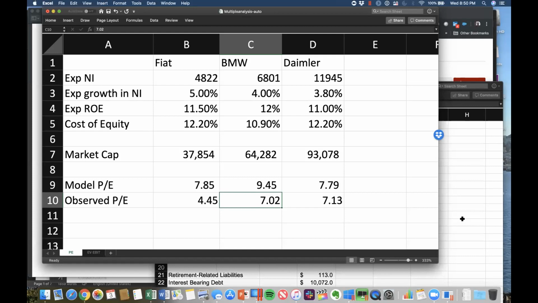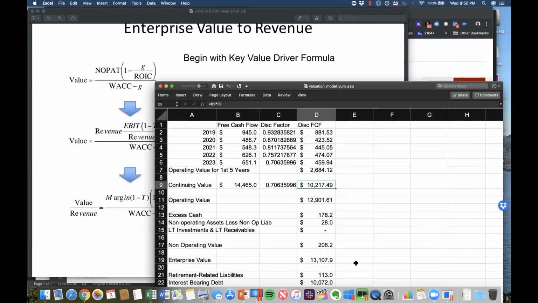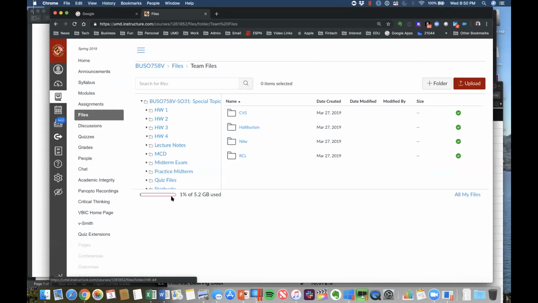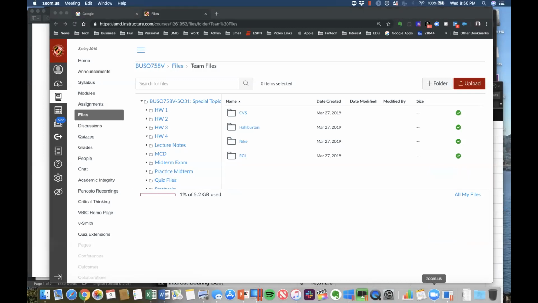So let's go ahead and cover that. So for your four companies, close out of this. Files. CVS, Halliburton, Nike, Royal Caribbean. First question, was everybody able to put their data into these files without trouble in terms of doing your evaluations? Did everybody try to do that yet? Yes. Yeah. Any trouble? Anybody have any trouble with that? Okay, great.